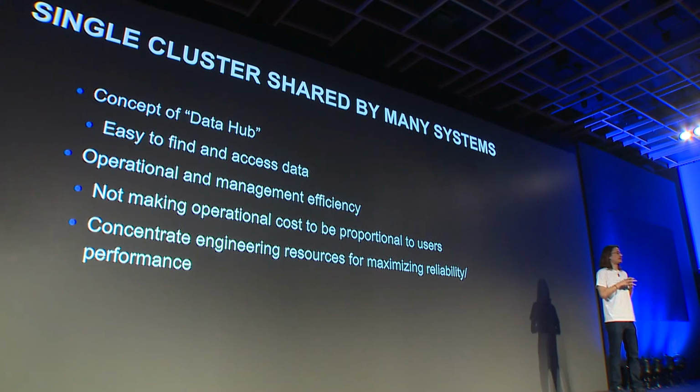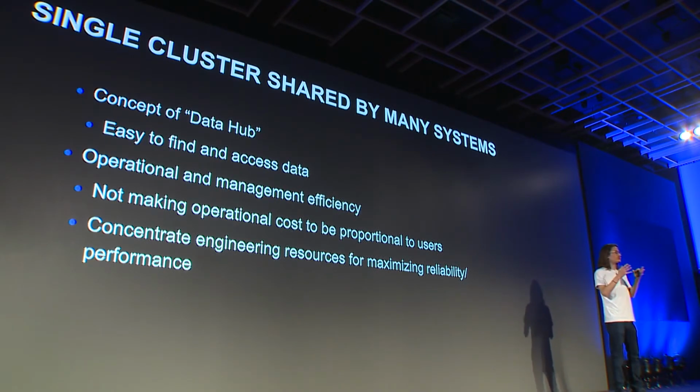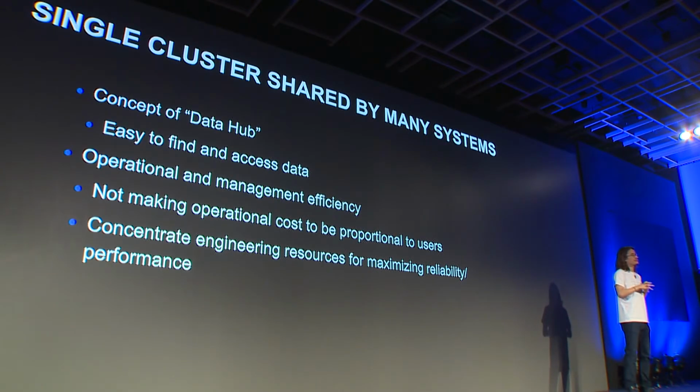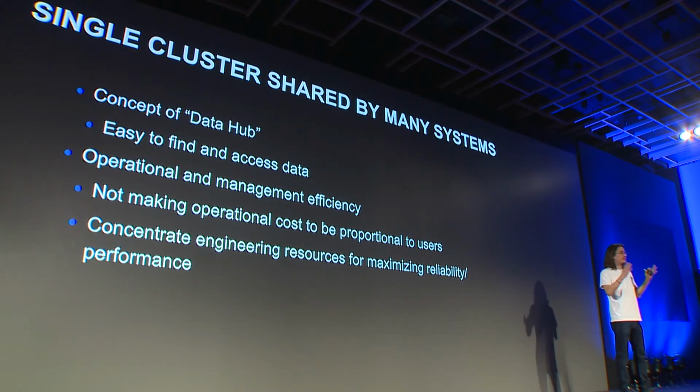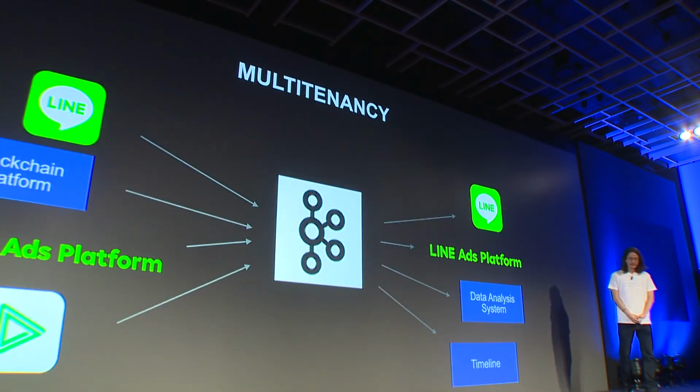If all the services and systems require a Kafka cluster each, then our operational cost would grow in proportion to the number of services we must support. In order to avoid that, we use one cluster so that our engineering resources can be concentrated on that small number of clusters, and we can maintain reliability and performance.